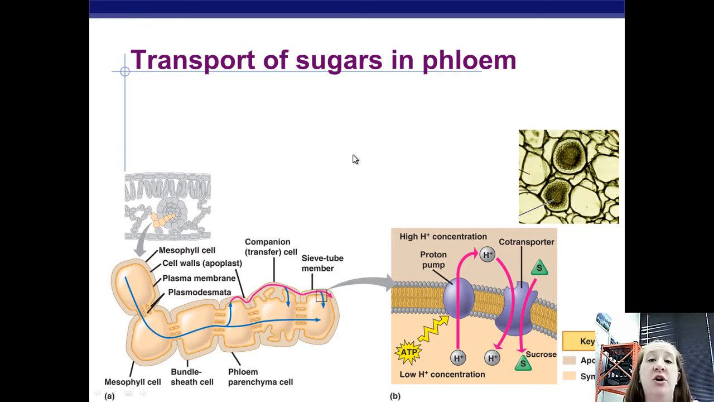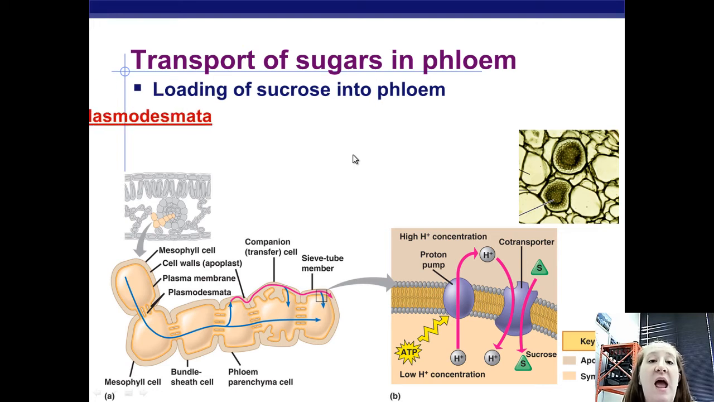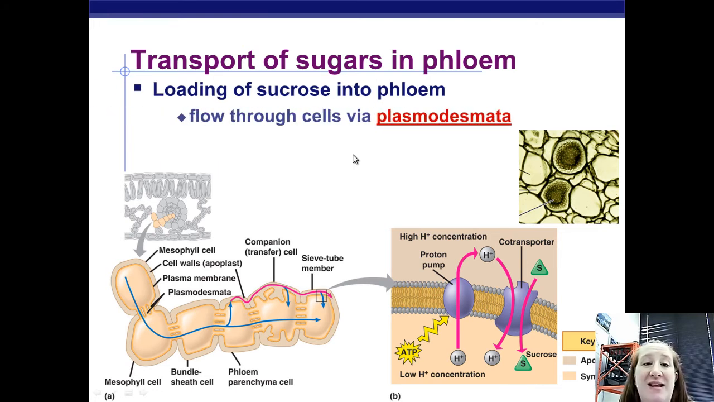Let's start talking about sugars. Remember, sugars are transported in the phloem. Okay, and remember, the sugars are made at the leaves, and then they get shuffled into the phloem through cells, and they get into the phloem and they move via the plasmodesmata. So there's that word I used before, plasmodesmata.